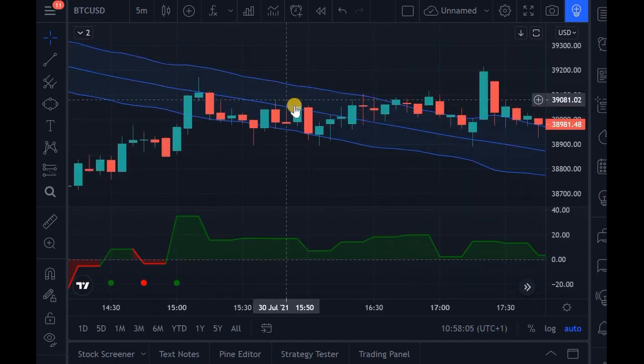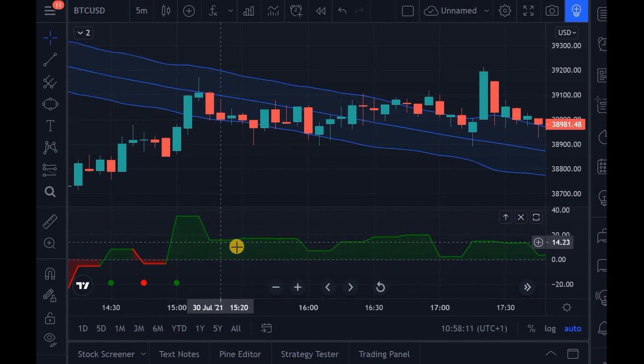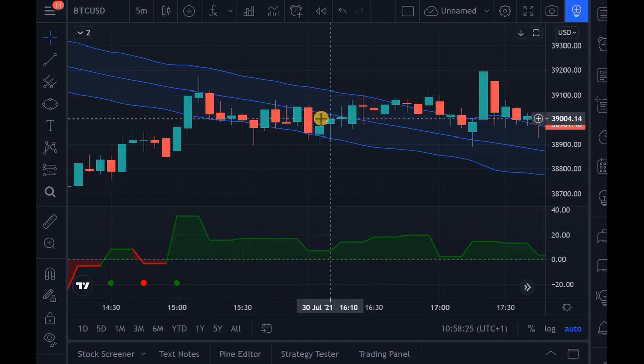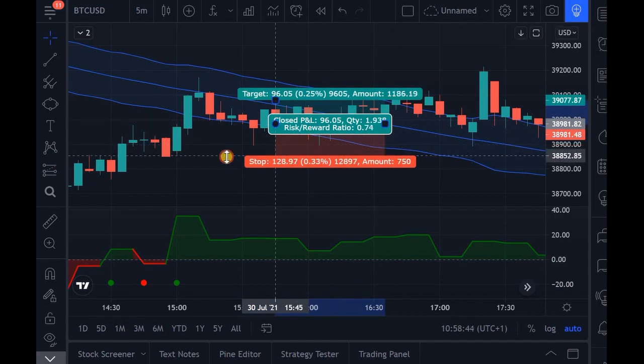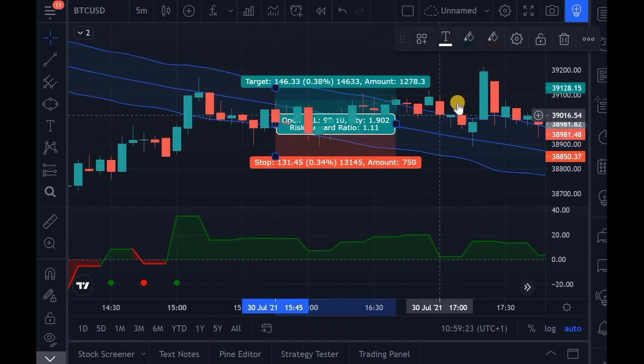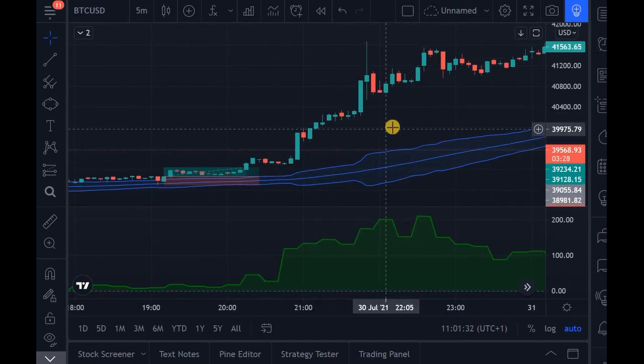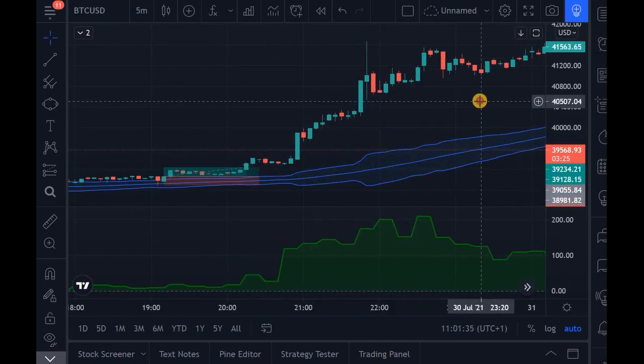Right here, as you can see, the price is within the Keltner channels and the OCC alert is giving us a green signal, which means I would place a long position with a stop loss at around the previous candlestick low and my take profit at a 1-to-1 risk to reward ratio. You can see clearly that I would have made profits in this trade. Now let's scroll forward. I could still enter a long position as long as the price remains in an uptrend.